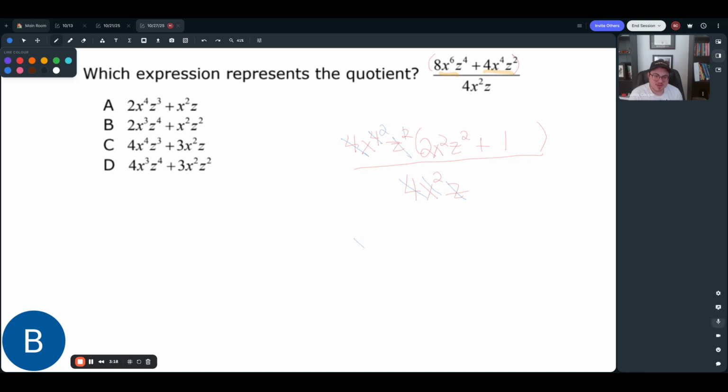So let's rewrite that. We currently have x squared z to the first times our stuff in parentheses, and we no longer have a denominator because everything canceled in our denominator. Now, in order to get our answer looking like one of the answer choices, we're just going to need to distribute this stuff back in. So we're going to have 2, x squared times x squared is x to the 4th. Again, an exponent rule here: whenever you're multiplying exponents with the same base, you add the exponents. So 2 plus 2 is 4. And then z times z squared is going to be z to the 3rd, because 1 plus 2 is 3.